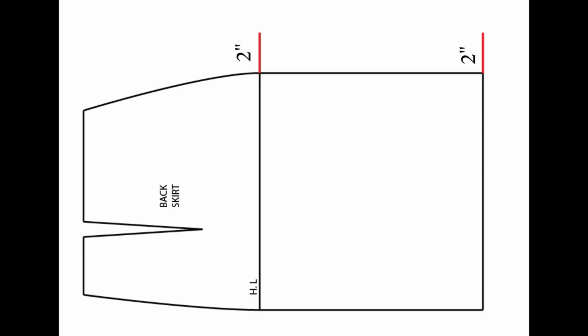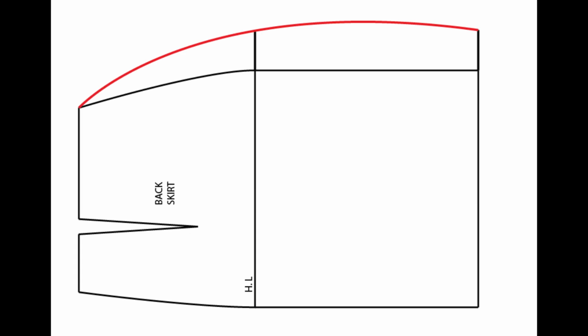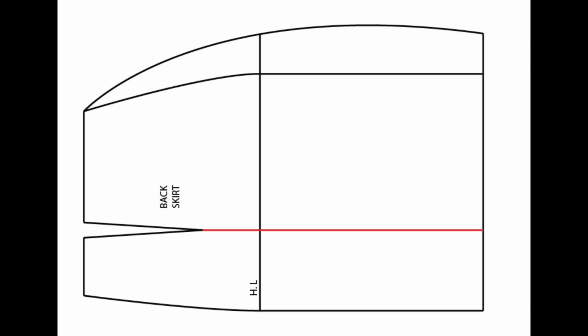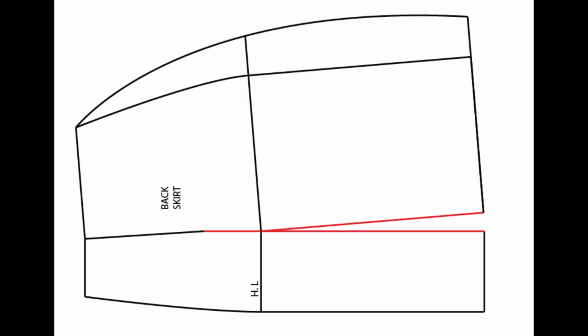On our back basic skirt, we are going to measure 2 inches on the side, on the hip line, and also on the knee line or the end of the skirt. Next, we are going to draw a curve on the side of the skirt, touching the 2 lines that we have just drawn. Next, we draw a straight line from the waist dart to the end of the skirt as shown. Next, we are going to pivot the waist dart and close it, resulting in a new dart being formed at the bottom of the skirt.